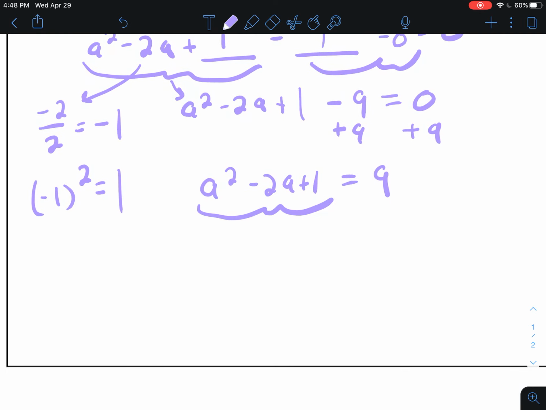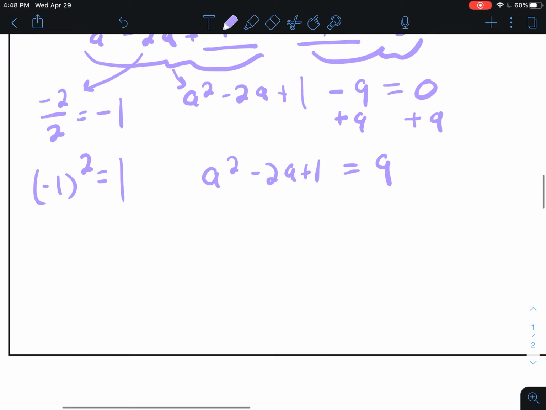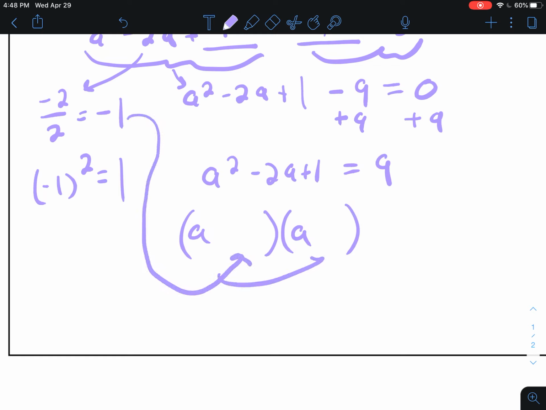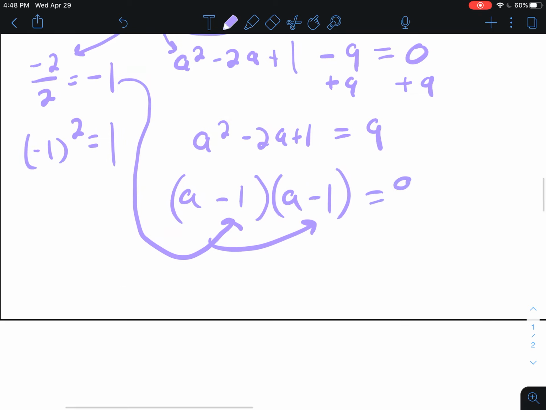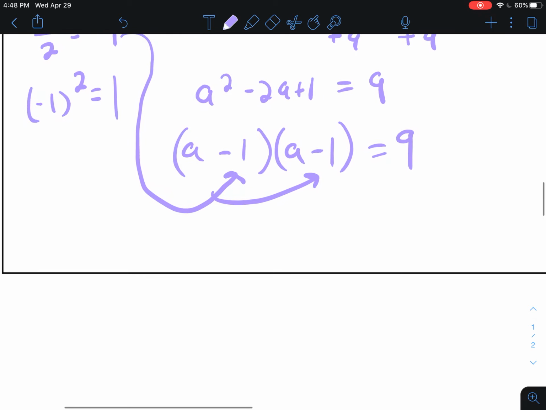Now that we have this part by itself, we can factor it. So remember, factoring, it looks like this, where we have a and a. What goes inside of the factor is this negative 1. Negative 1 goes here, and that's equal to 9. Then we simplify, so a minus 1 squared is equal to 9.